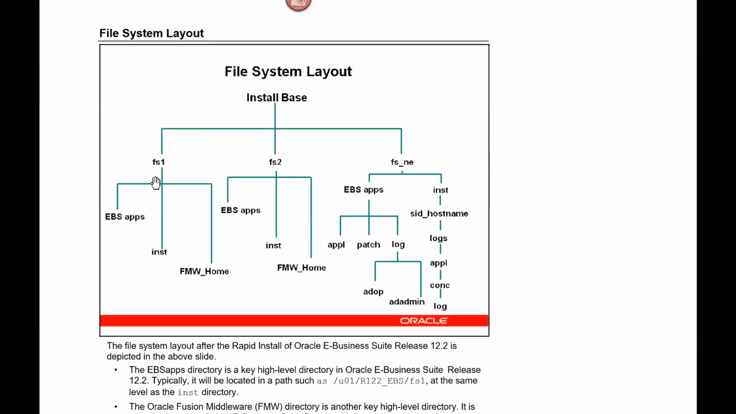So we have already seen that we have FS1 with three folders, and FS2, which also has three folders. FS1 and FS2 have almost the same structure. Only FSNE, where our log files are kept, has a different structure.